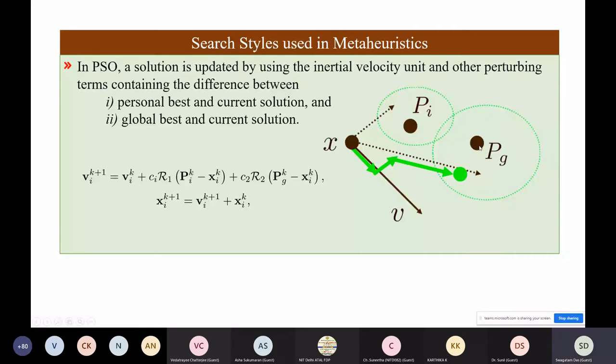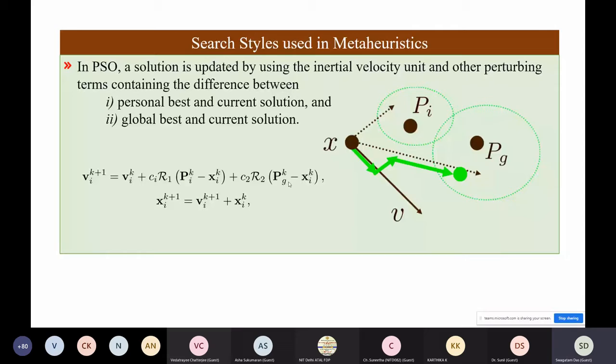So this is how the velocity is a sum of these three components. Velocity is basically balancing between the tendency to fly in the original direction due to inertia, to get attracted towards the personal best location, and to get attracted towards the global best location. And the next position is simply this updated velocity plus the older position.